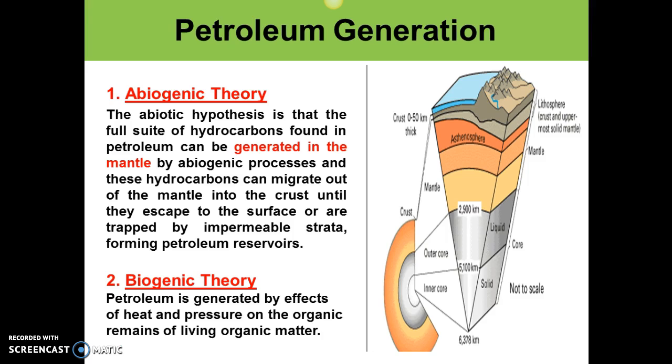So there are evidences on why our former scientists proposed these theories in order to explain the generation of petroleum, as well as there are also limitations on why a few scientists decline to accept the biogenic theory while most of them decline to accept the abiogenic theory.